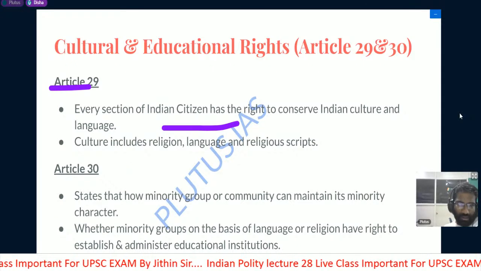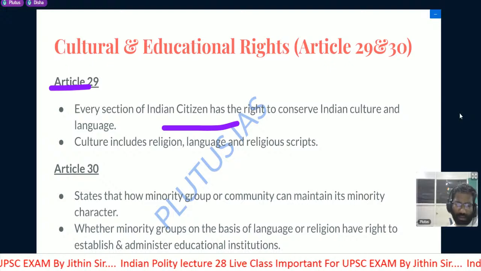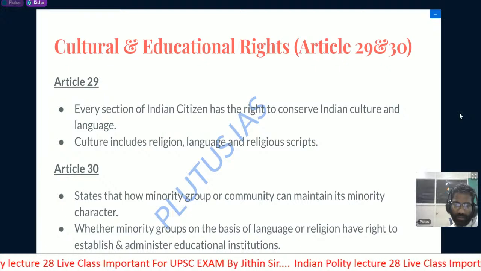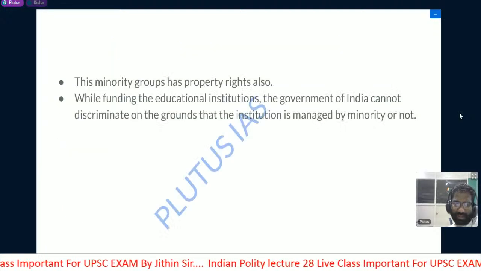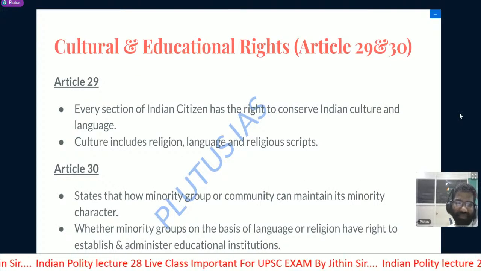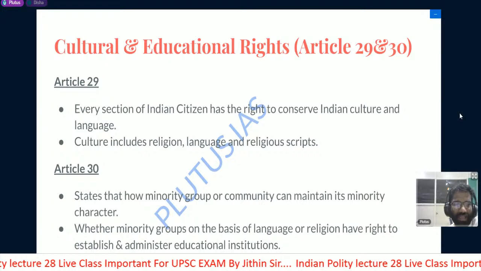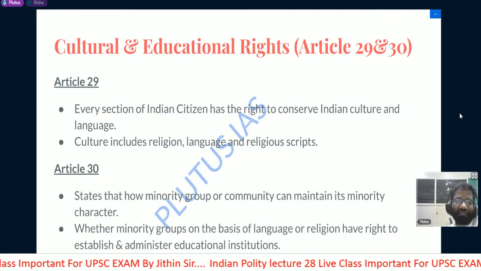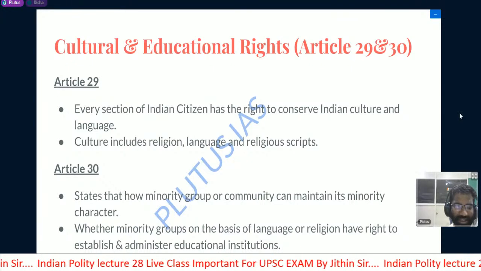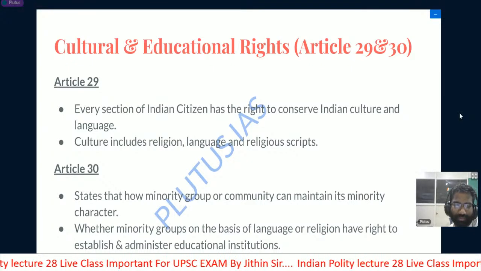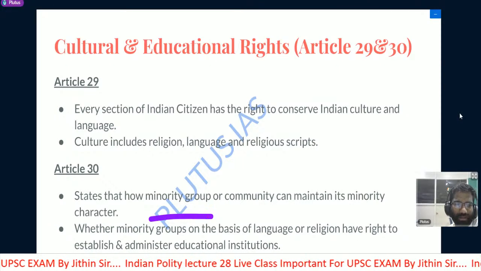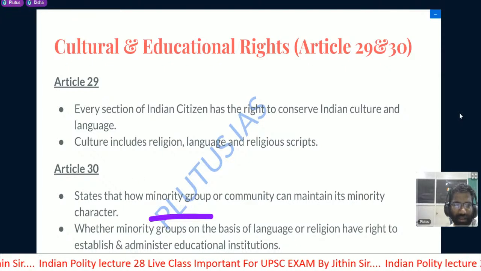So the languages which are given the classical status, do they come under this article? All the languages, okay. You see, every language, even if you are speaking Konkani, you have the right to preserve that language. That means you can pass it on to the next generation, you can teach the next generation, then only it will get preserved. Then only the next generation will understand about that. Okay, now Disha, doubt clear? Yes, sir.